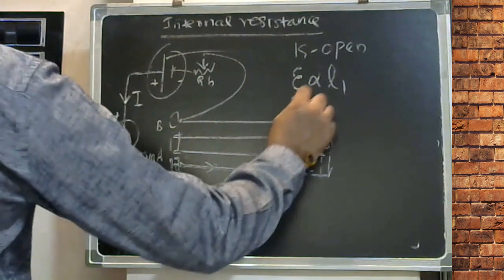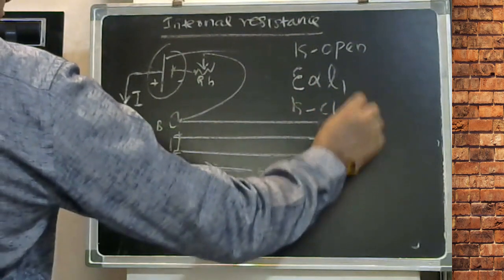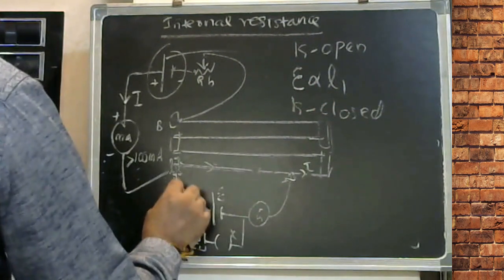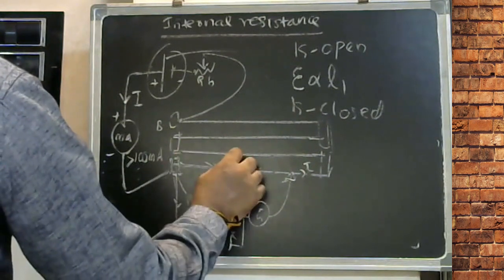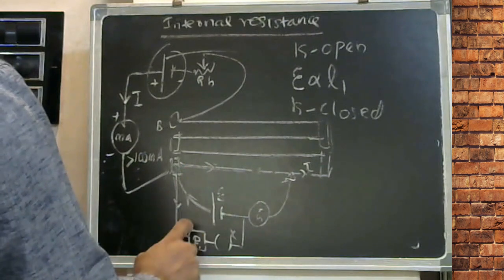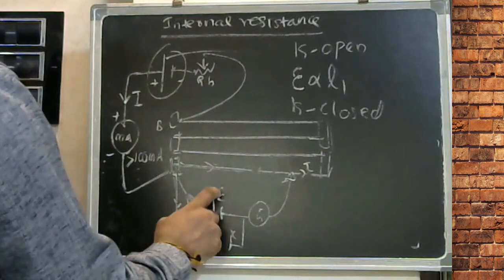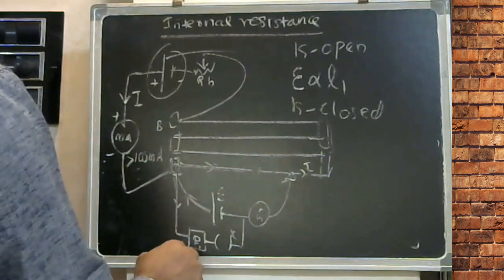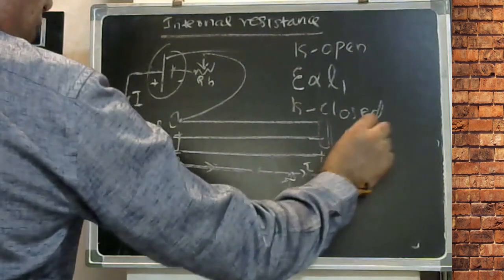Now keep the key closed. When you close your key K, some current will branch out for this as well. All the current is not going, so the current flow is not the same. It's going to be reduced now. And some voltage will drop in this. So all the voltage of EMF is not dropped here, some part is dropped here. So my V will be proportional to L.